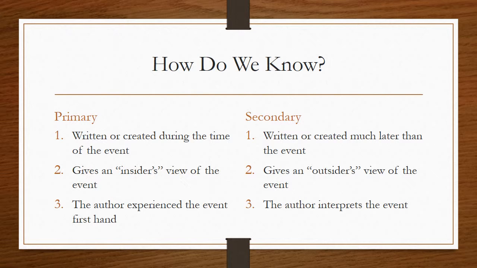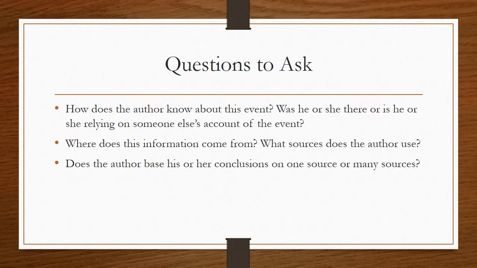Whereas with a secondary source, it's written or created much later than the event, and it gives an outsider's view of the event, and the author is interpreting the event rather than experiencing it firsthand. These are some questions to ask when identifying whether a source is primary or secondary.